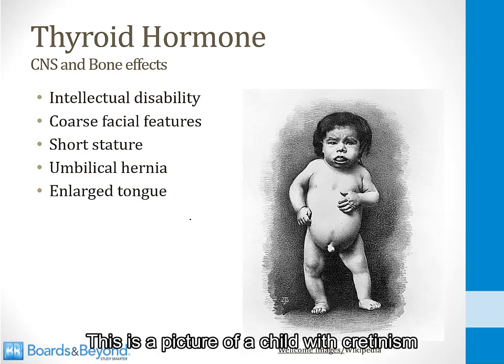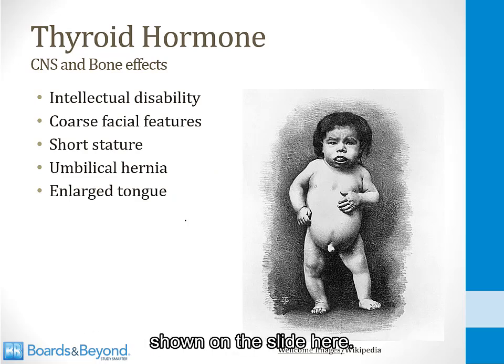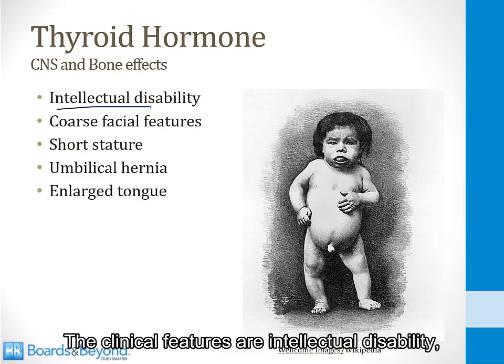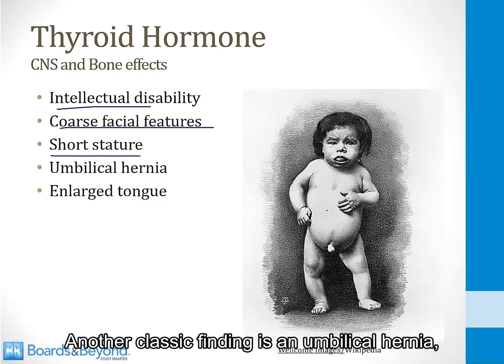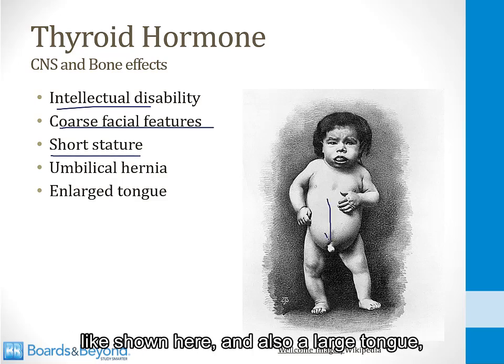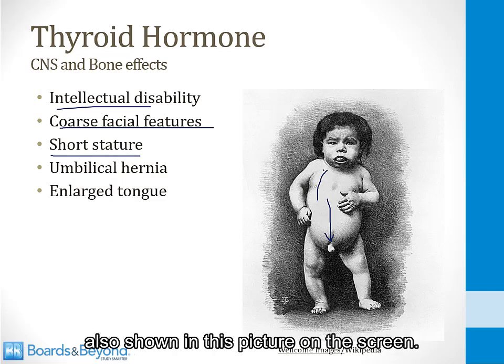This is a picture of a child with cretinism shown on the slide here. The clinical features are intellectual disability, coarse facial features, and short stature. Another classic finding is an umbilical hernia like shown here, and also a large tongue also shown in this picture on the screen.